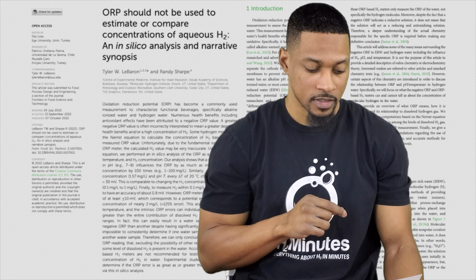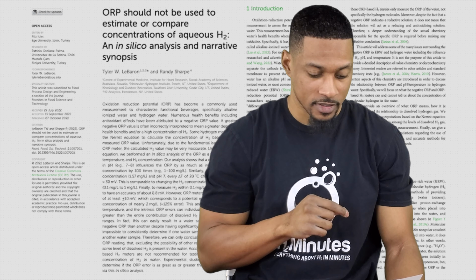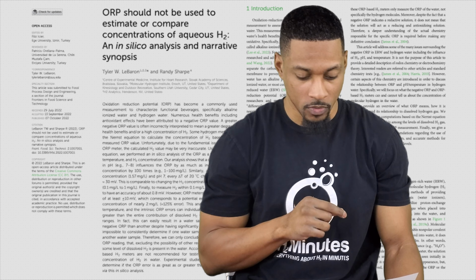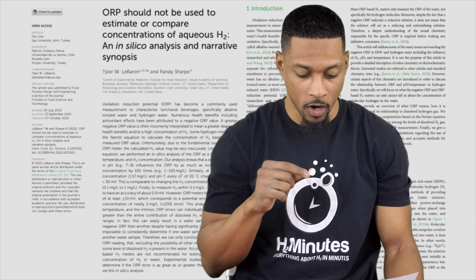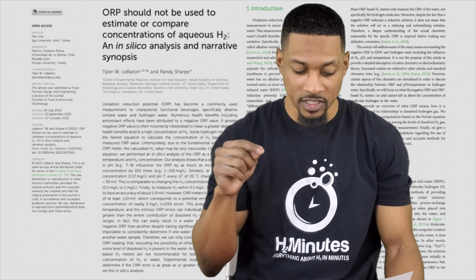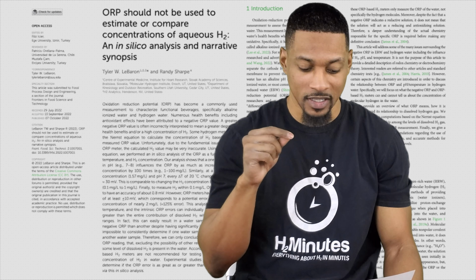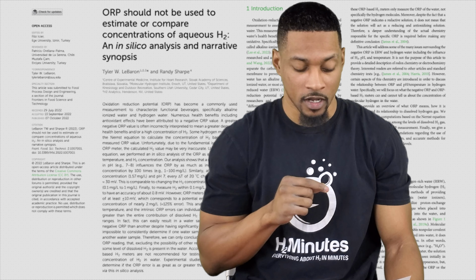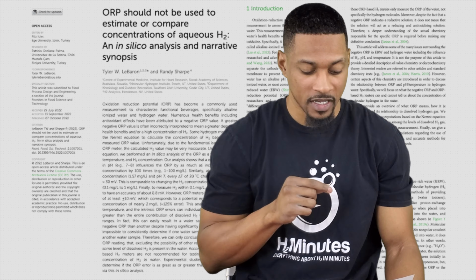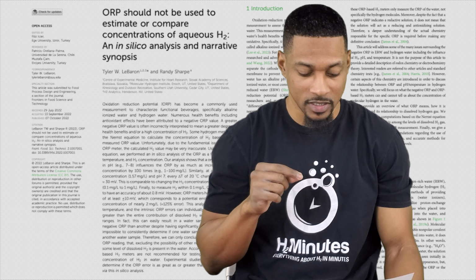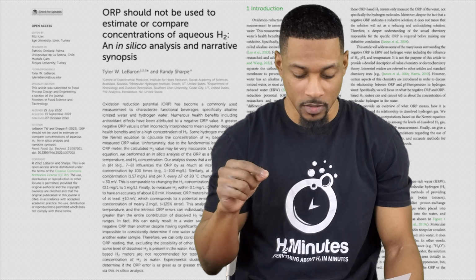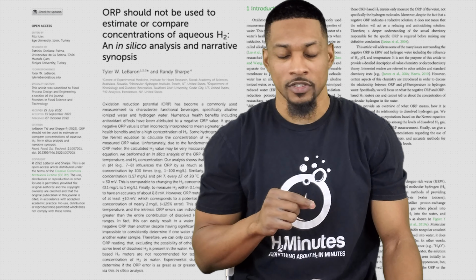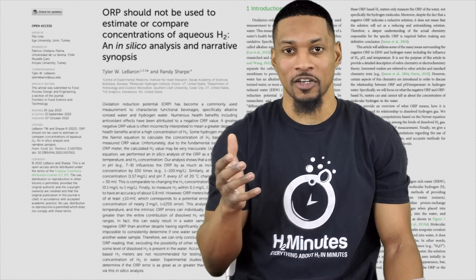This one says, in fact, this can easily result in a water sample with a greater negative ORP than others, despite having significantly less H2. And then it also states this makes it impossible to consistently determine if one water sample has more H2 than another water sample. And so that's pretty self-explanatory.